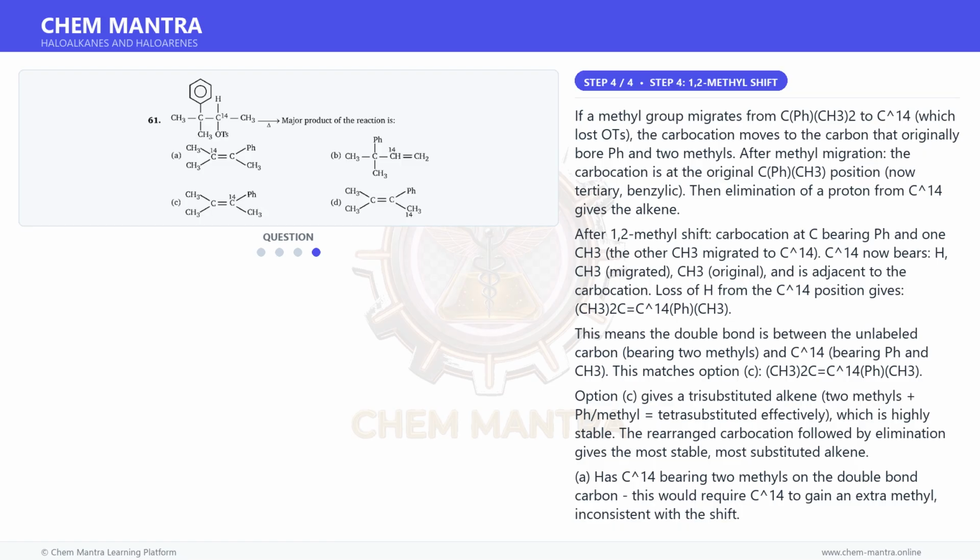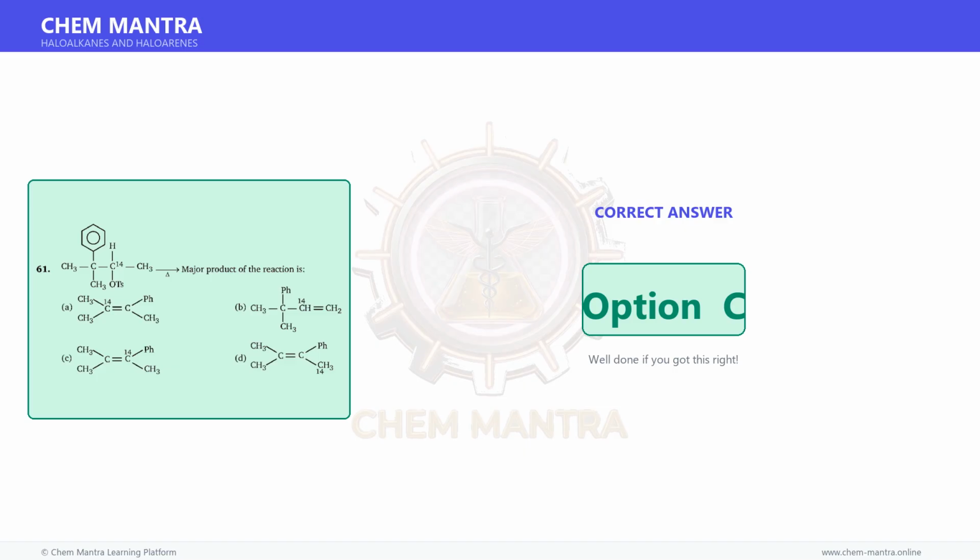D has 14CH3 as a substituent on the double bond, implying the label moved to a methyl group. This would require a different type of rearrangement and gives a less substituted product. Therefore, the correct answer is C. Therefore, the correct answer is option C.